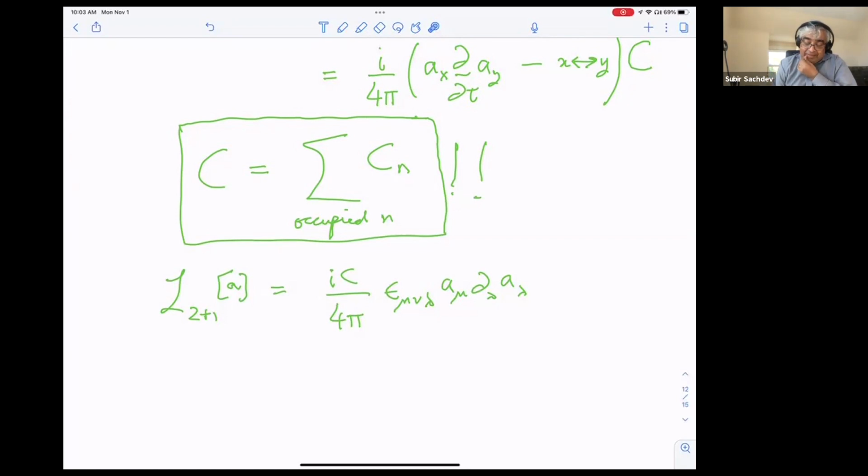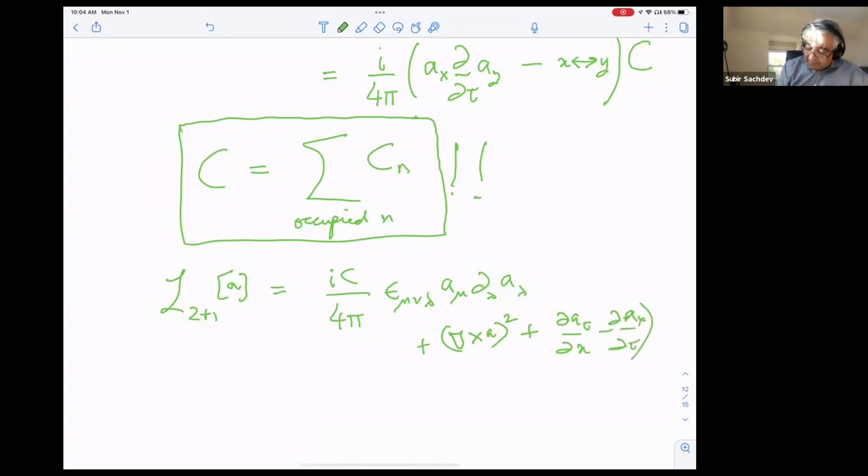All right, so that's our effective theory. Of course, there'll be other terms that we won't worry about so much because they have higher gradients. As usual, there'll be terms like del cross A squared, and the electric field squared, which would be dA_tau/dx minus dA_x/d tau, squared, and so on. But these all have two derivatives, so not as important.